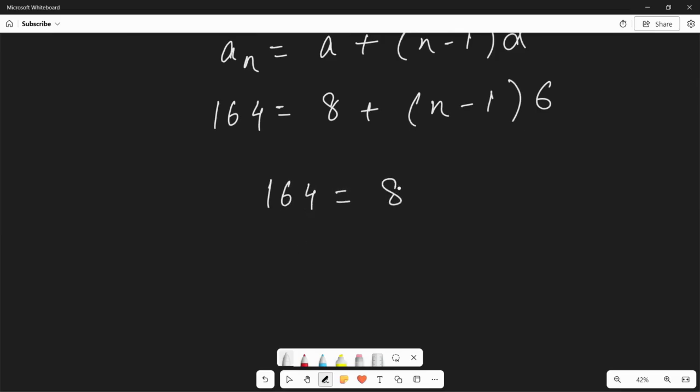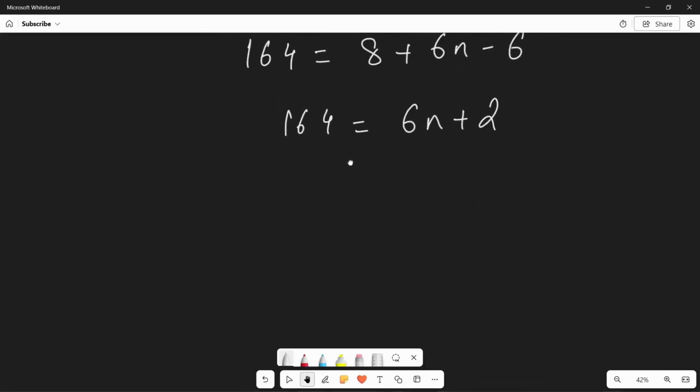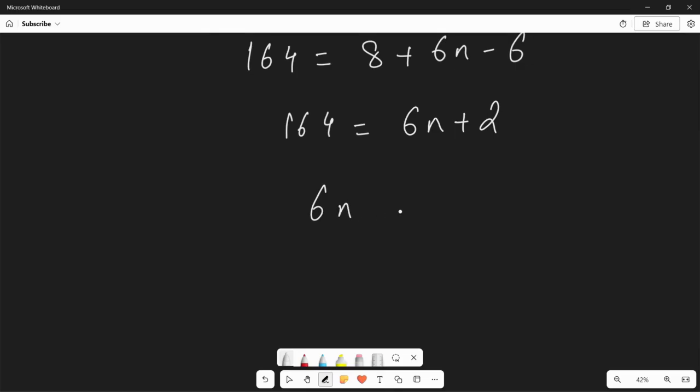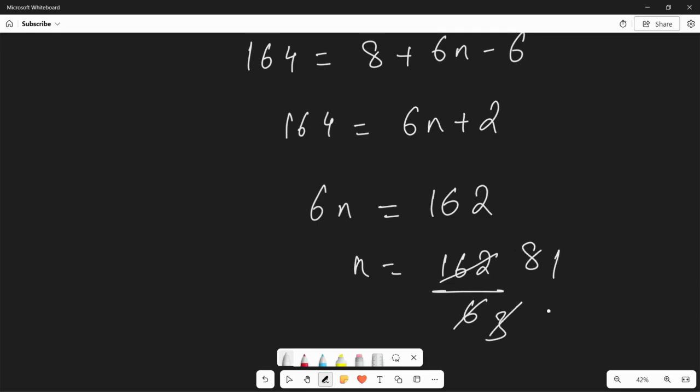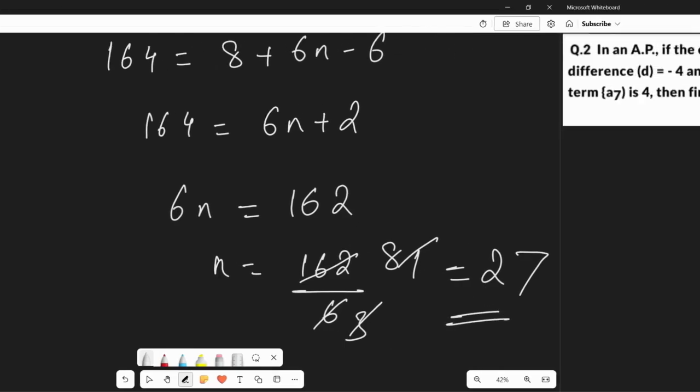164 is equal to 8 plus 6n minus 6, that becomes 6n plus 2. Taking everything on the right hand side, 6n is equal to 162, and we get n as 162 by 6, that is 27. So we have the value of n, that is 27.